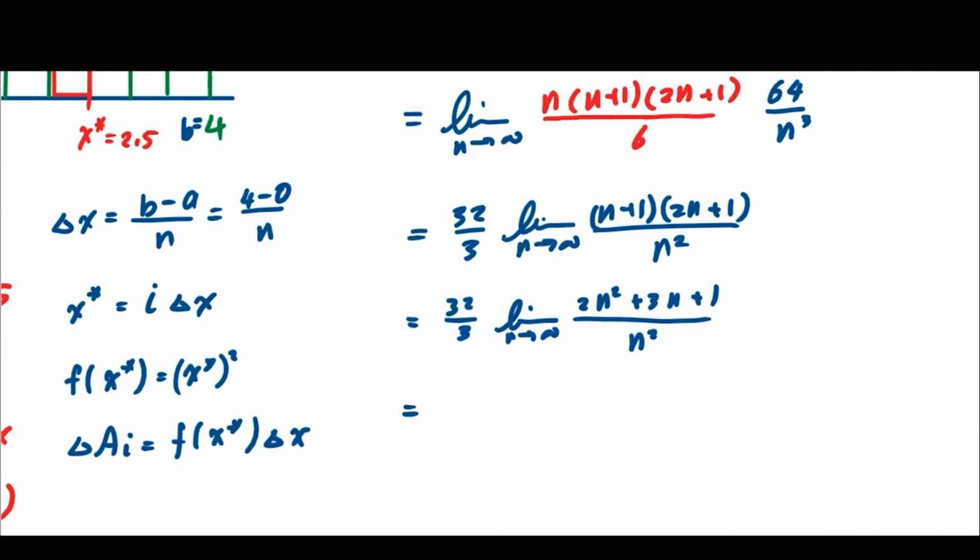You guys know how to evaluate that limit? Do you know the answer is 2, or do you want me to show you? Okay, so that gives you 2. So our answer is 64 over 3, which I believe is 21 and 1/3. Oh my God, that's a lot of work.